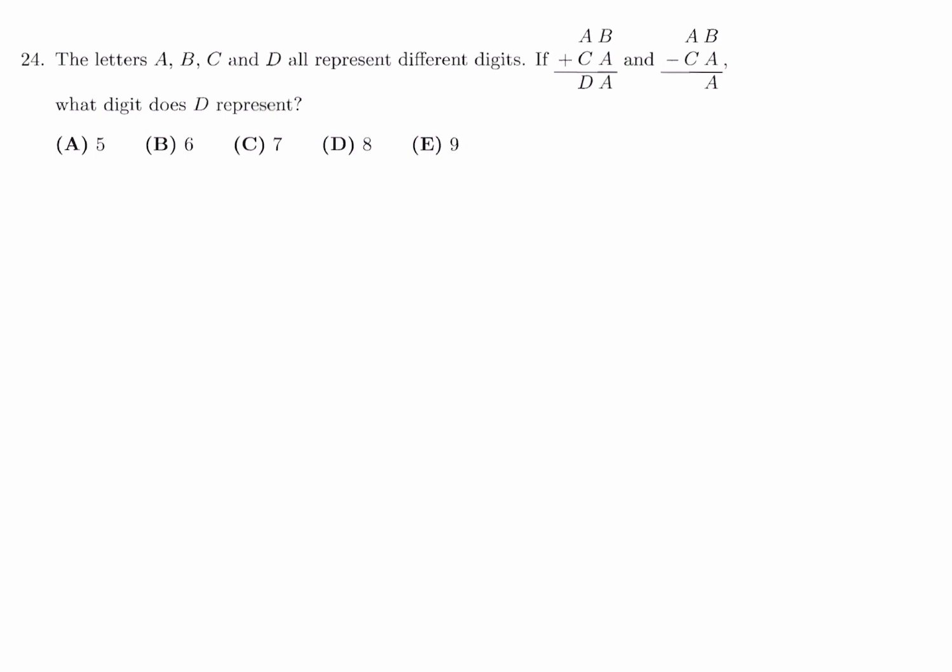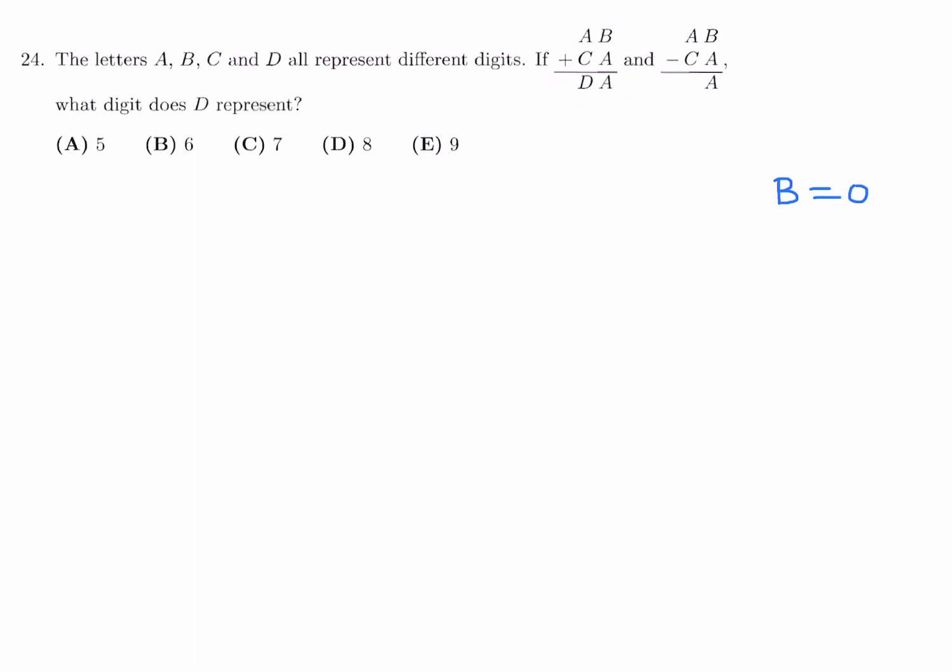The letters A, B, C, and D all represent different digits. If AB plus CA is DA and AB minus CA is A, what does the D represent? All right. Well, the first thing I notice is that B plus A is A. So that must mean that B is equal to 0.